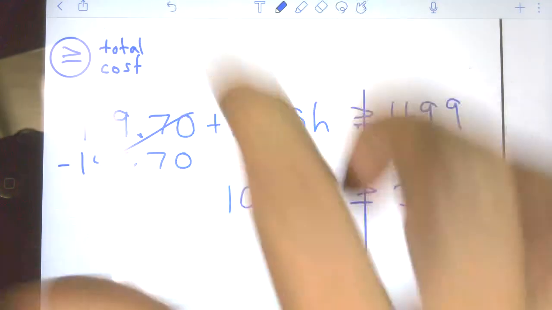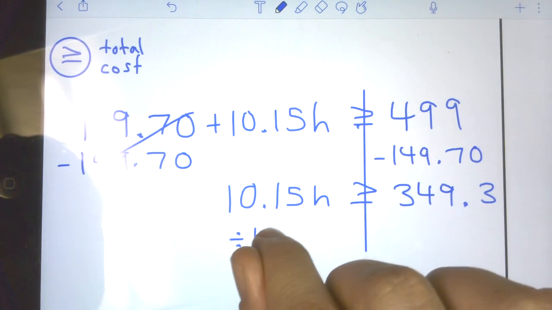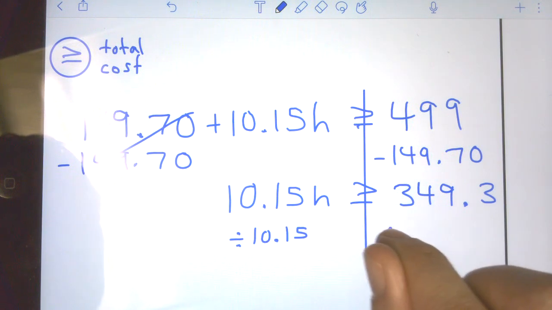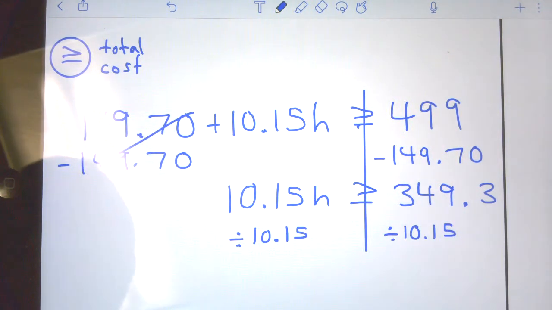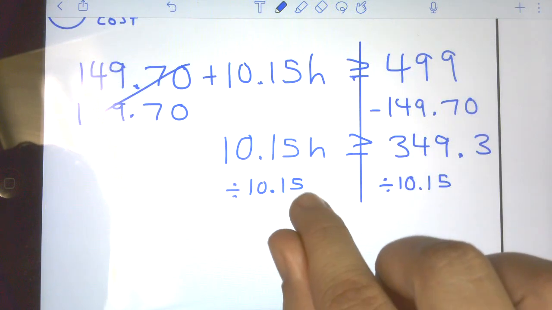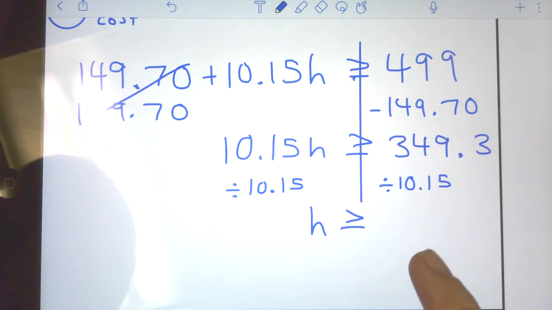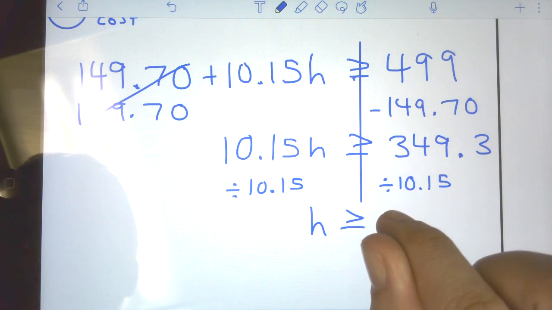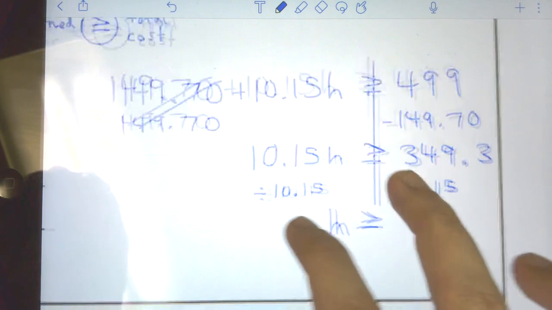Second step, last step, divide both sides by the $10.15. Again, I'm going to use a calculator here. So the 349.3 divided by 10.15. Okay, so it's kind of a lengthy decimal. Since it's dealing with cost and price and all that jazz, I'm going to round it. So I've got 34.4137931. So I'm definitely going to round it because think about what our H represents.